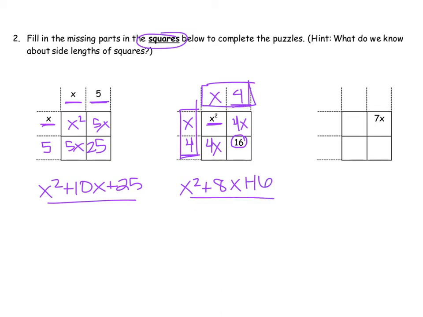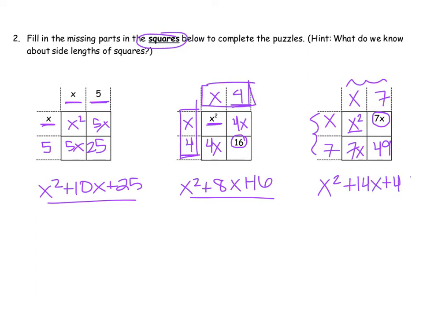And then finally, if I know that I need a 7 times x in this box, generally we put the x term first and the constant term second. So I'm going to need an x times an x here to make this square, and a 7 times a 7 so that this side and this side are the same. So I have x squared plus 7x plus 7x plus 49, and my standard form would be x squared plus 14x plus 49.